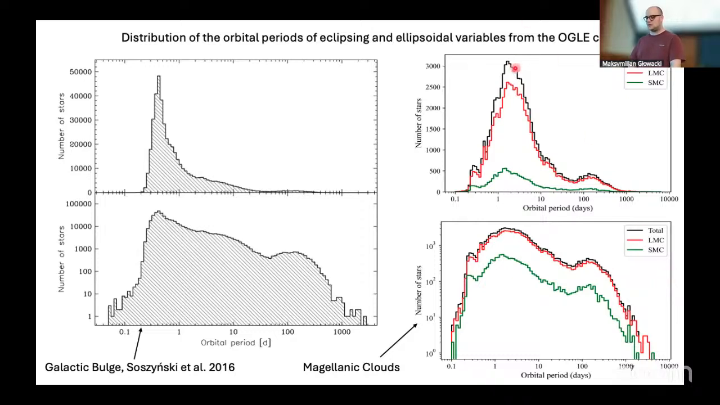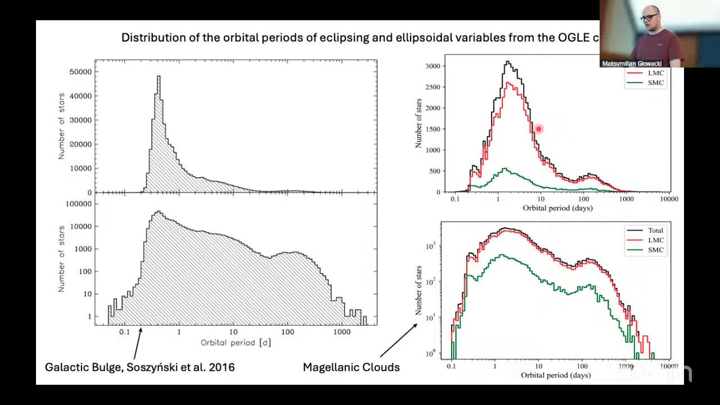First of all, the peak of the distribution of orbital periods in Magellanic Clouds is shifted towards the longer periods, with maximum around 2 days, while in galactic bulge it's 0.4 days. And this is the first interesting fact. The second interesting fact is that in both cases we have a second local maximum around 100 days, and this second maximum actually is not changed. So in both cases it's the same, only the first one is shifted.